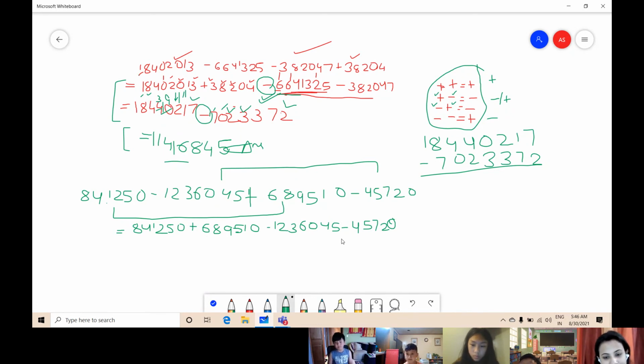Up to here, is it clear? Yes. Okay, now see the next step. See, now just add these two numbers, add the sign of subtraction together.